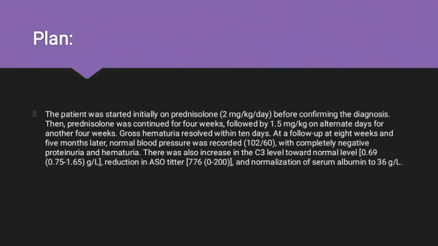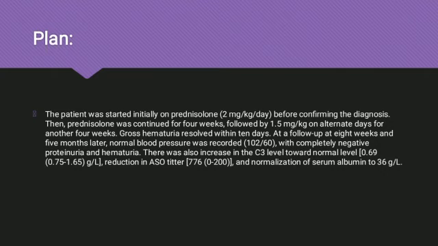Now, plan. The patient was started initially on prednisolone 2 mg per kg per day before confirming the diagnosis. Then prednisolone was continued for 4 weeks, followed by 1.5 mg per kg on alternate days for another 4 weeks. Gross hematuria resolved within 10 days, at follow-up at 8 weeks and 5 months later. Normal blood pressure was recorded, which initially was 110/70, with completely negative proteinuria and hematuria.